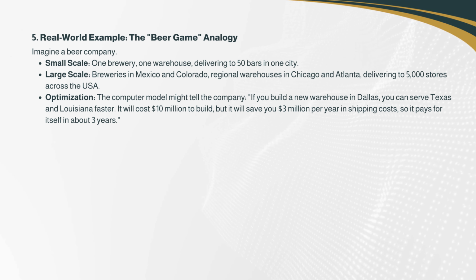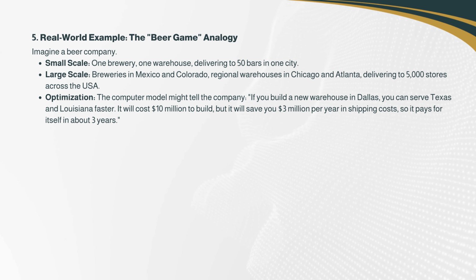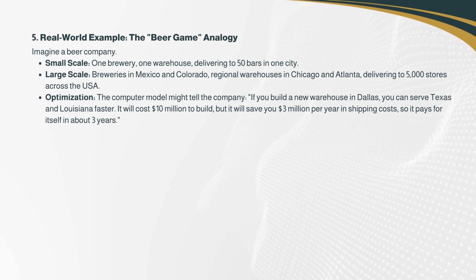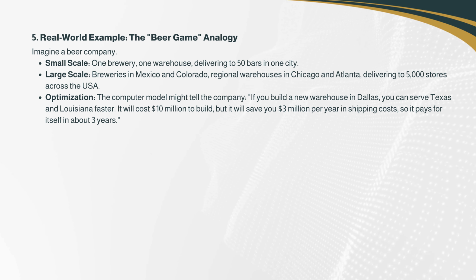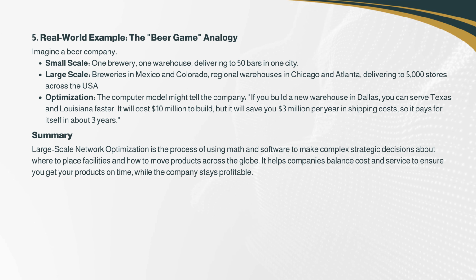Optimization. The computer model might tell the company, if you build a new warehouse in Dallas, you can serve Texas and Louisiana faster. It will cost $10 million to build, but it will save you $3 million per year in shipping costs, so it pays for itself in about 3 years.